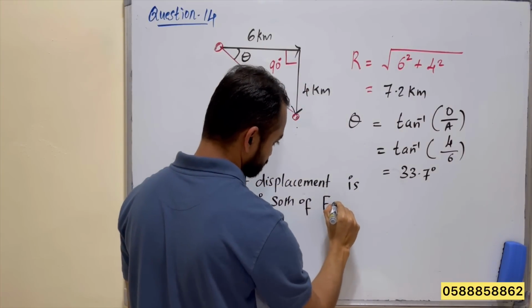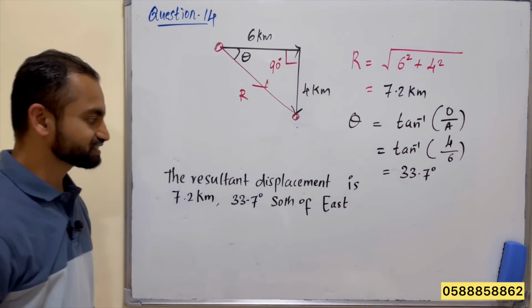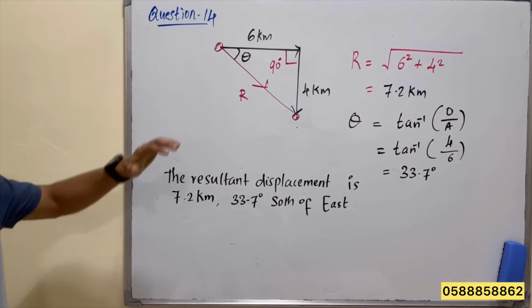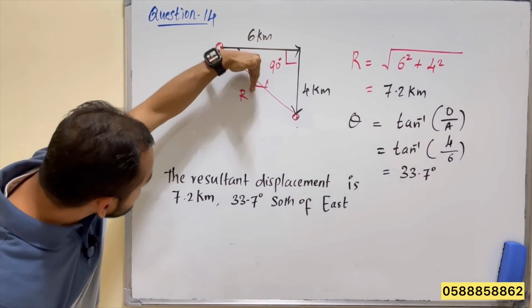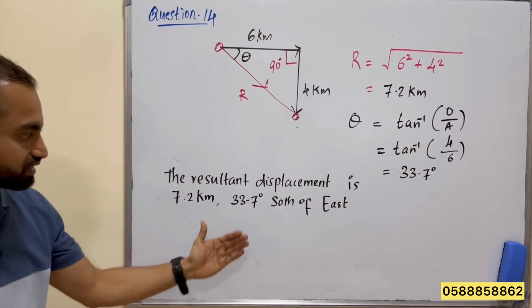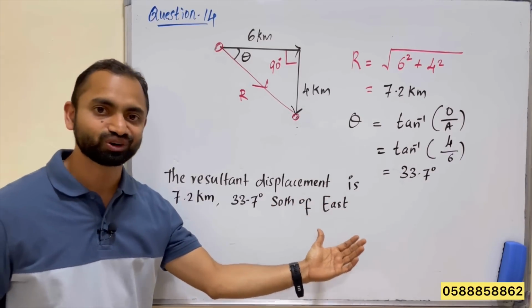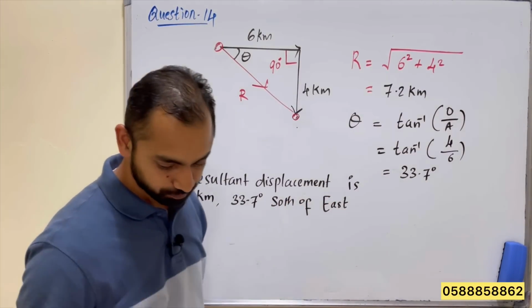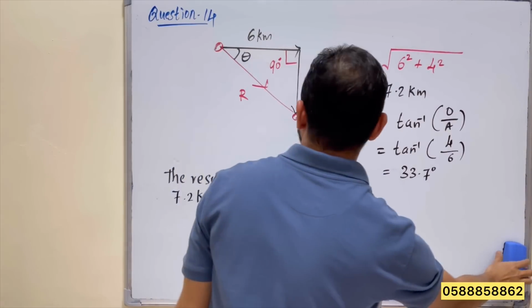South of east. 33.7 degree from east towards south. So how do we write that? 33.7 degree south of east. Okay. The next question.